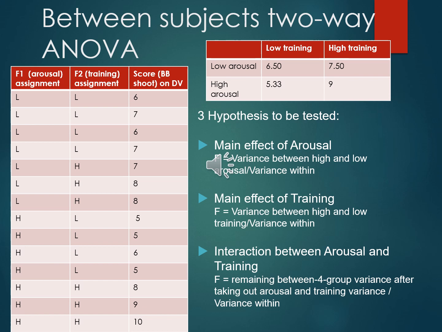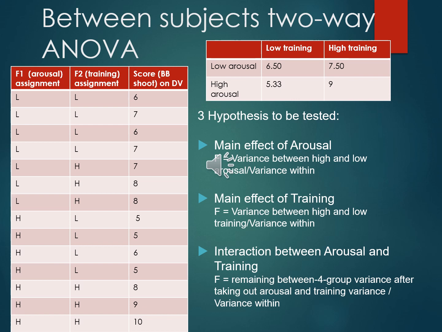So these actually form 4 different kinds of conditions: low training, low arousal; high training, low arousal; low training, high arousal; and high training, high arousal. Then the second table here shows the average of the people in each of the 4 conditions. Based on this, and I'm not going to talk about the actual statistical procedure, 3 hypotheses can be tested.